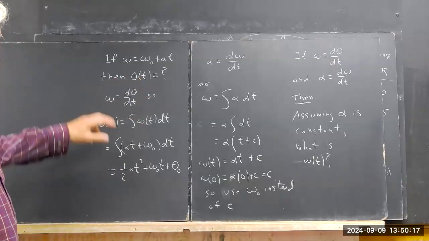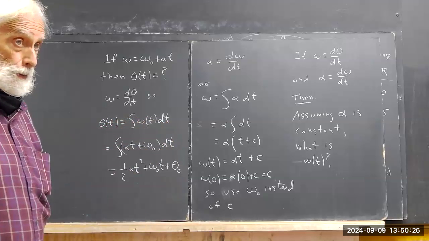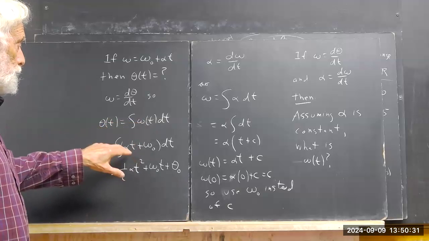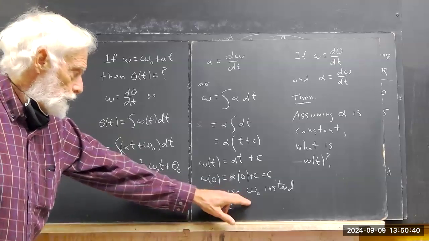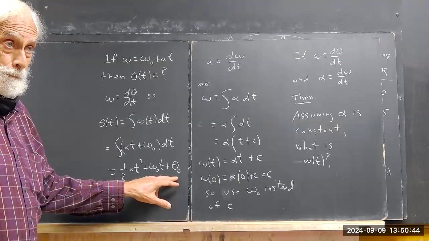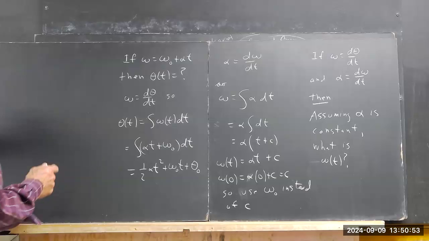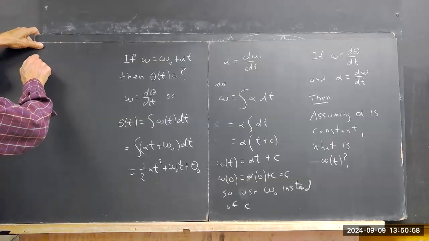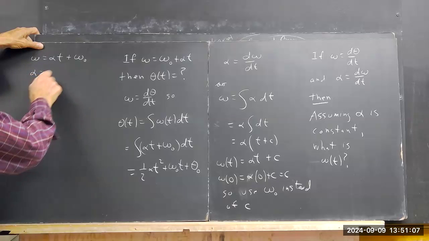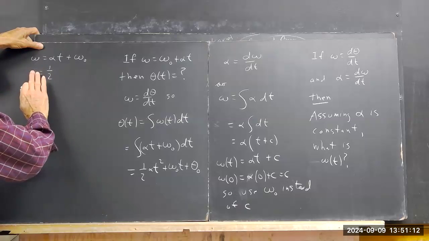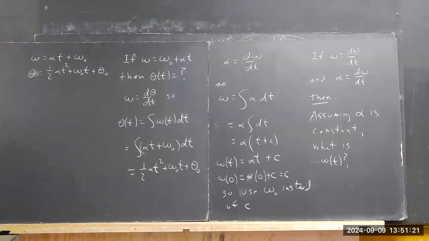So what's theta of t? Well, omega equals d theta dt and so forth. So theta of t is the antiderivative of omega of t dt. The general antiderivative of omega of t, which is alpha t plus omega naught, is 1/2 alpha t squared plus omega naught t, plus an integration constant that we'll call theta naught. That's it. There are the equations of linearly accelerated motion, except that those are good equations.